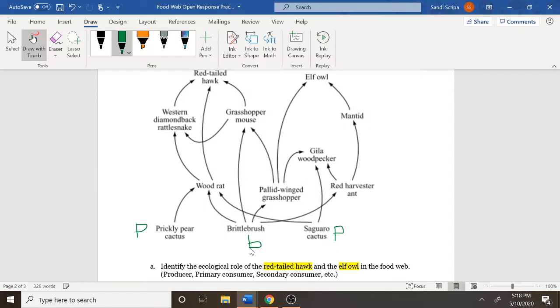Oh gosh, that's the letter P. I apologize, you guys. All right, so ultimately we're looking for the red-tailed hawk, which is up here, and we're looking for the elf owl, which is up here. All right, so we do need to label up to the top.